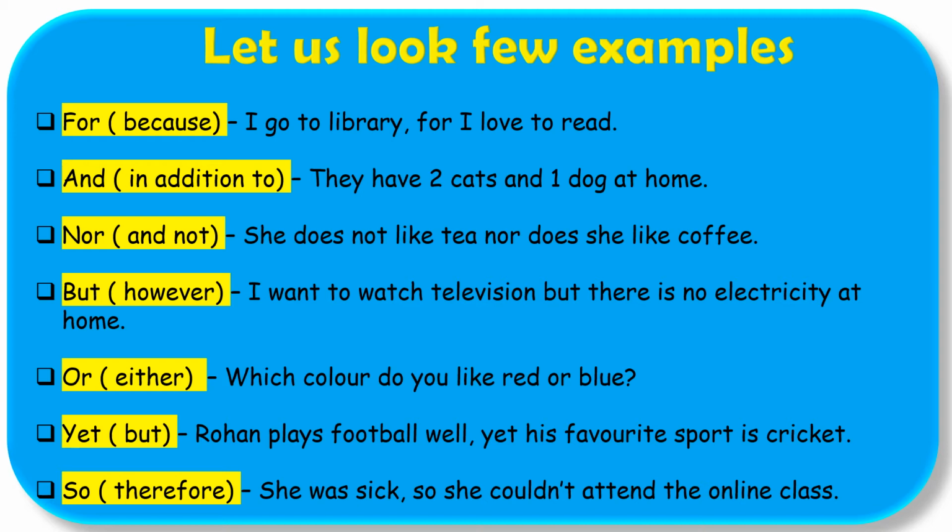Alright. And the last one is so. So is used to say therefore. She was sick, so she couldn't attend the online class. Yes, these are the examples for the fanboys that we learned. For, and, nor, but, or, yet, and so. Alright?